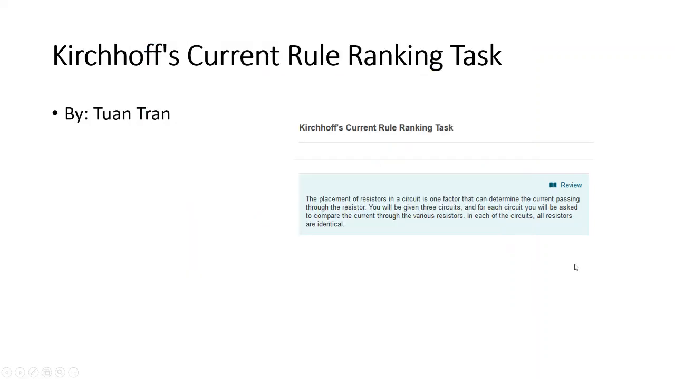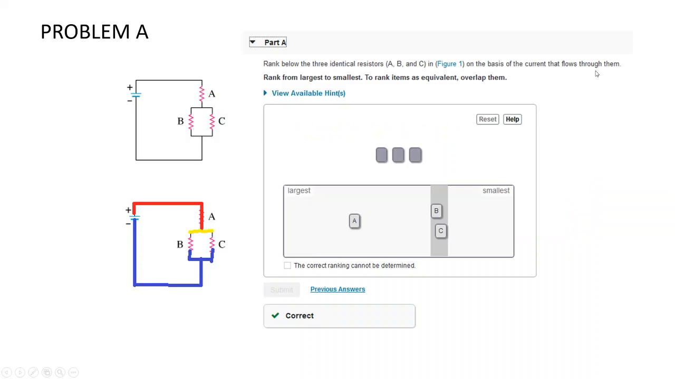This is Kirchhoff's current rule ranking task, and in this problem, it is asking us to rank the current that's flowing through each of the resistors inside of various circuits that they gave us for this problem. Kirchhoff's current rule is what we learned earlier this week: basically, the sum of all the current going into a junction is equal to the sum of all the current going out of a junction.